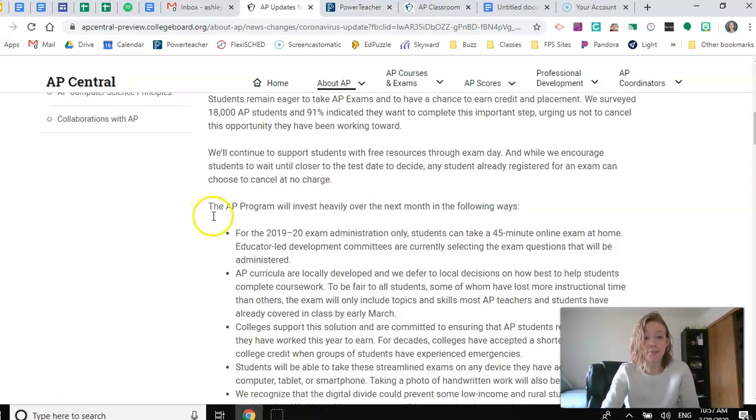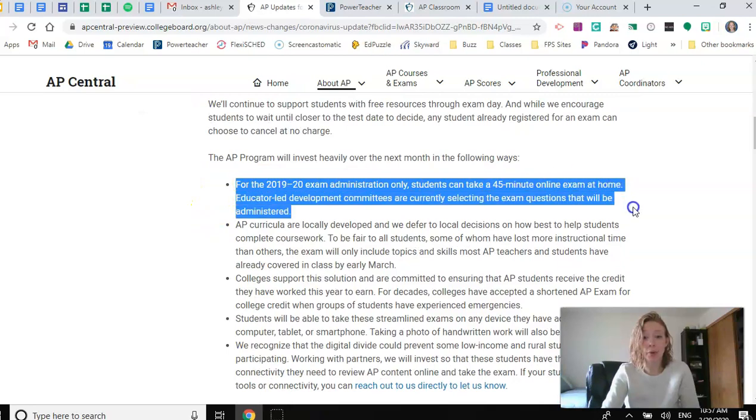The AP exam for this year only has now been amended. What that means is previously you had two sections of the test ranging for quite a long period of time, but now for all examinations, it is going to be a 45-minute online exam at home. I'm guessing you're going to take it in some fashion similar to how you've been taking the test you just took through the AP Classroom website, but it is now a 45-minute only test.